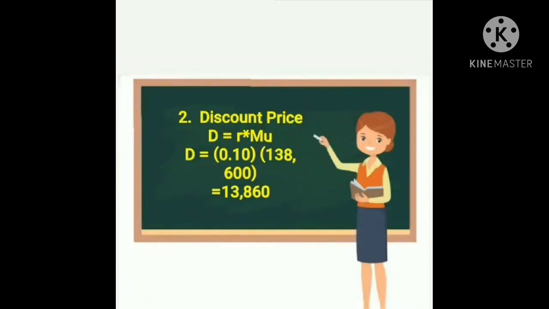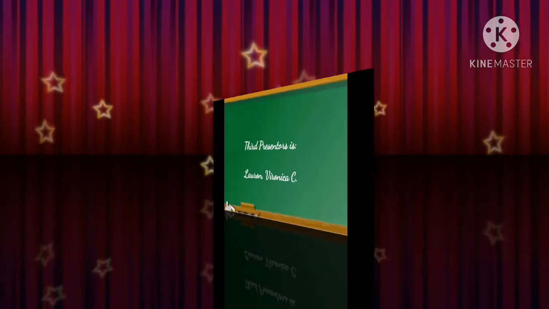The formula you need to use to get the discount price is rate times markup. In our problem, our rate is 10%, which is equivalent to 0.10, and our markup is 138,600. So 0.10 times 138,600 is equal to 13,860.